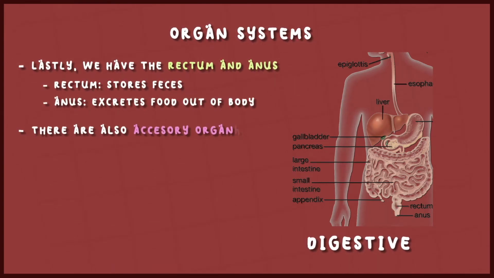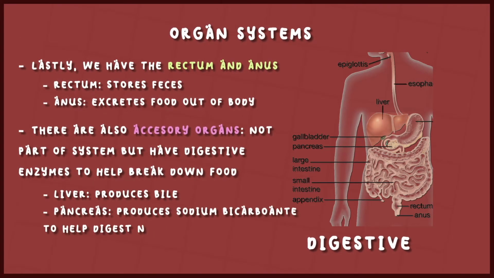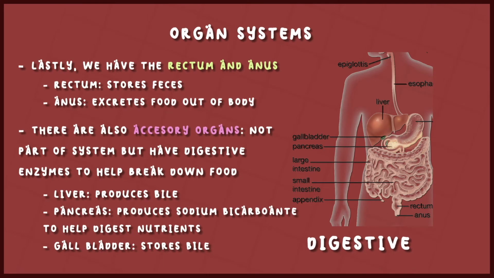In the digestive system, we also have accessory organs such as the liver, which produces bile, the pancreas, which produces sodium bicarbonate to help digest nutrients, and the gallbladder, which stores the bile.